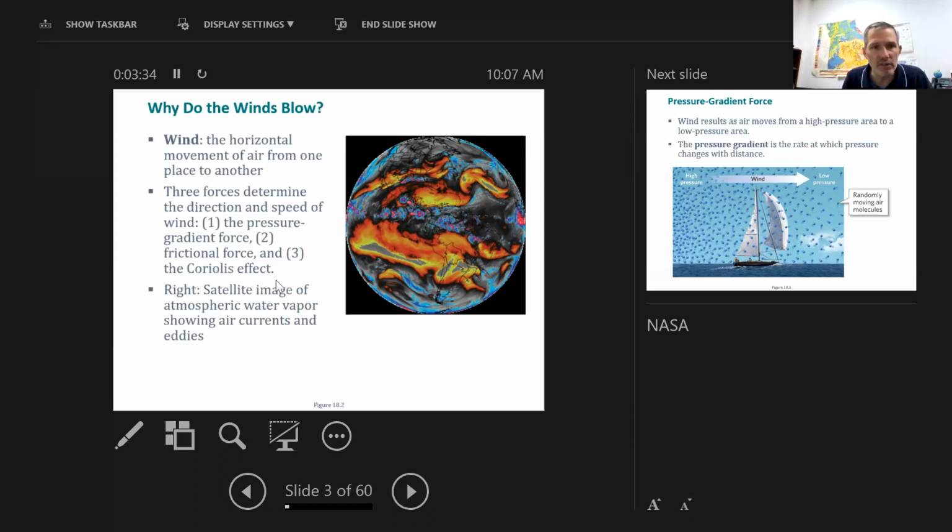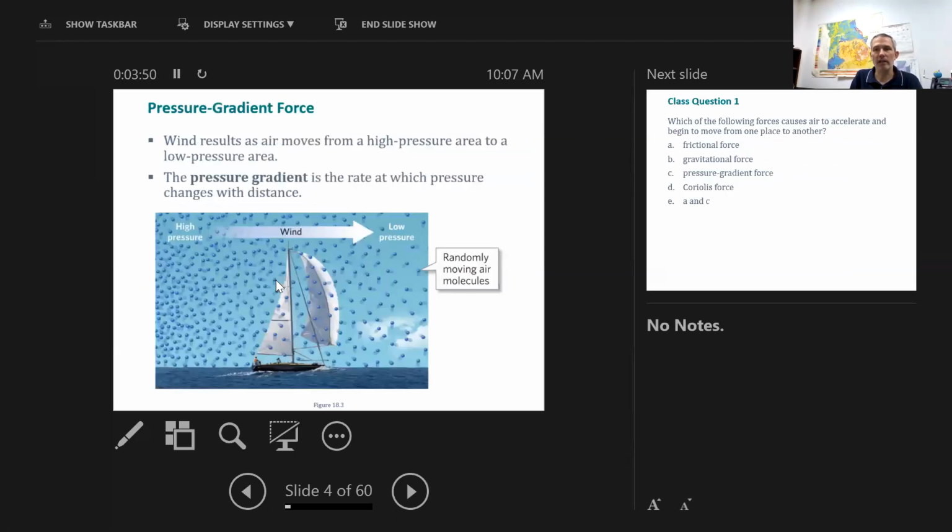And so what we have here is a satellite image of the atmospheric water vapor in the air, showing that the air has these little currents and eddies. And we're going to look at these different variances in the winds in this chapter. And so again, on the right side of this image, we see a lower pressure, meaning that there's less overlying air. And so in the area on the left part of the image, the air is much more compact. And so that air is going to be going from a high pressure to a low pressure.